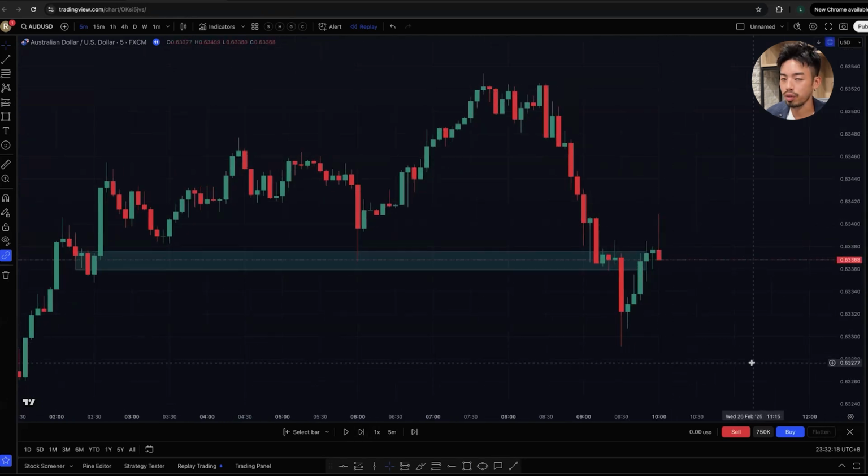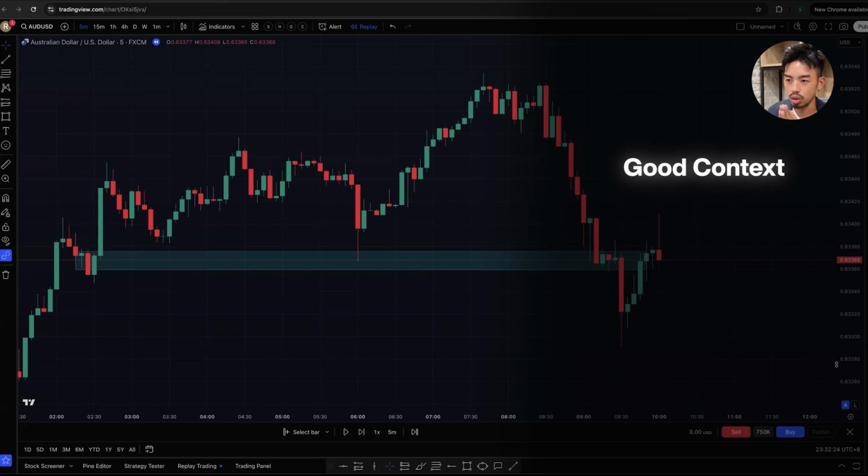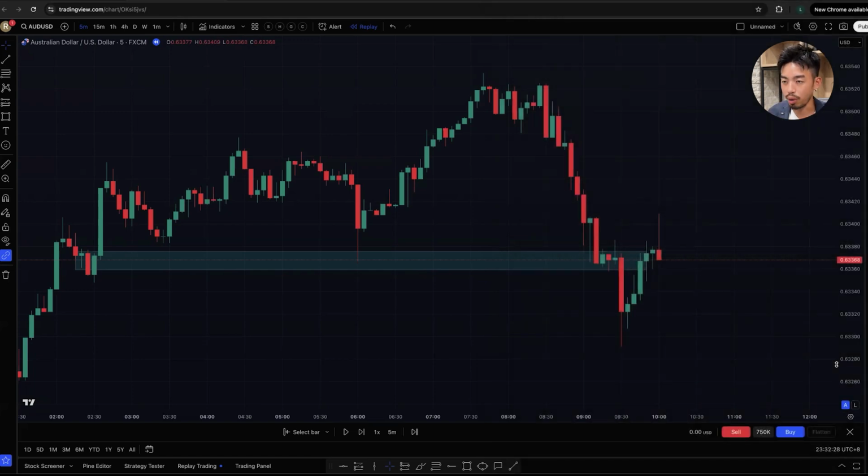A very, very good looking shooting star. Again, good context, good location, there's trend, things are setting up the right way for this candlestick pattern. Now I'm gonna get into the entries right after this. Let me show you one more example that we have.